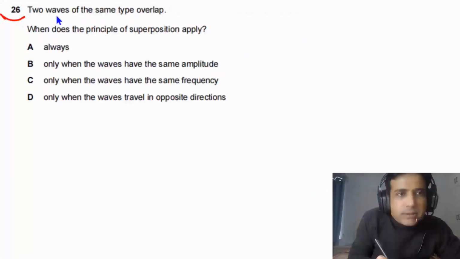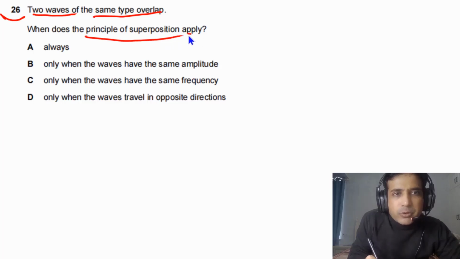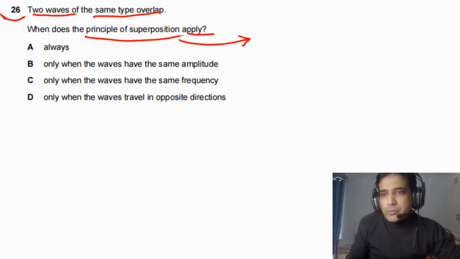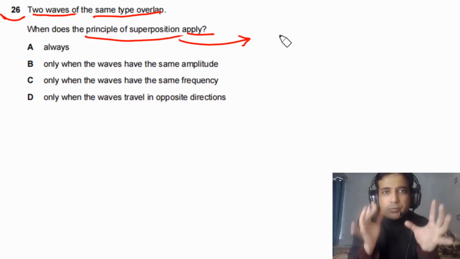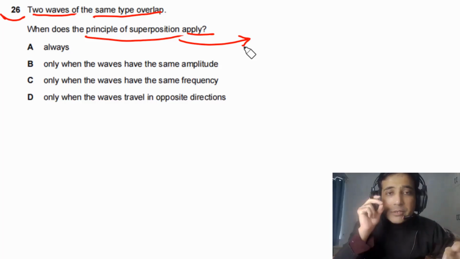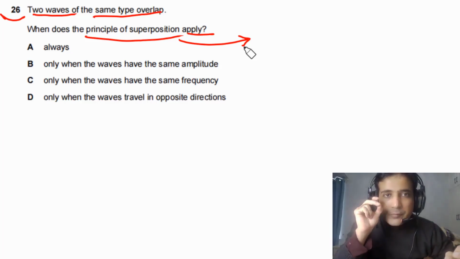For question number 26, it is given to us that two waves of the same type overlap. When does the principle of superposition apply? So first of all, let's try to understand what the principle of superposition is. The principle of superposition simply tells us that when two waves meet, the displacement of the resultant wave is the vector sum of the individual displacements of the waves.